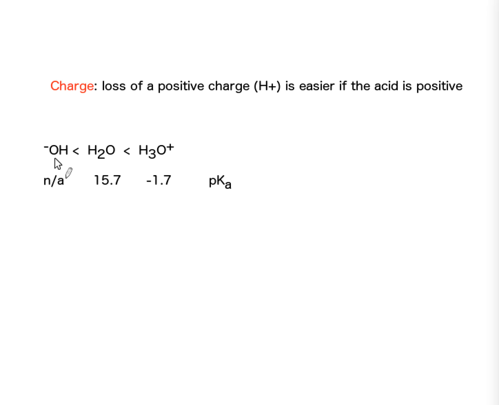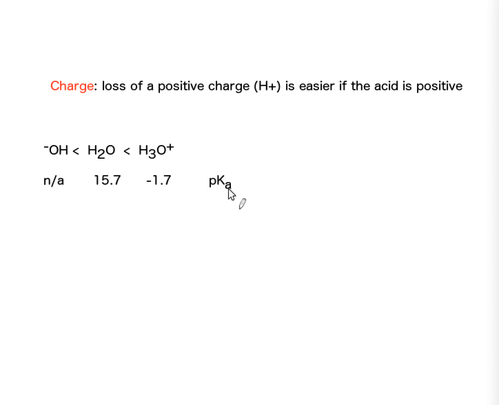Here are some molecules: our hydroxide ion, water, and our hydronium ion, H3O+. The positively charged molecule has a much easier time losing a positively charged proton, and that's reflected in the pKa values. If we look, hydronium has a very low pKa value of negative 1.7. Water, which is a weak acid, has a relatively high pKa value of 15.7. And our hydroxide ion, which is not an acid at all, we can't even measure it as an acid, doesn't even register. We can't even register that reaction happening, so it doesn't even have a pKa value.